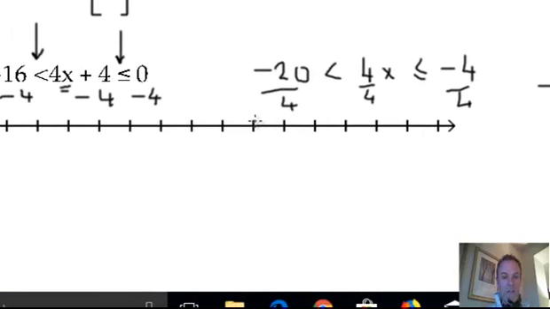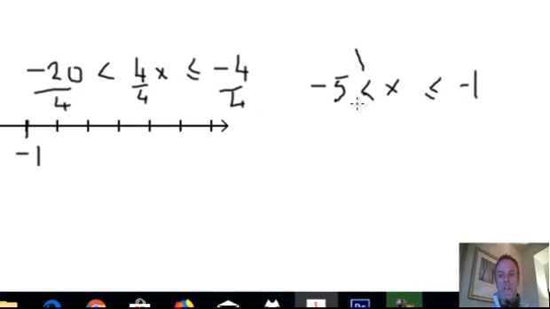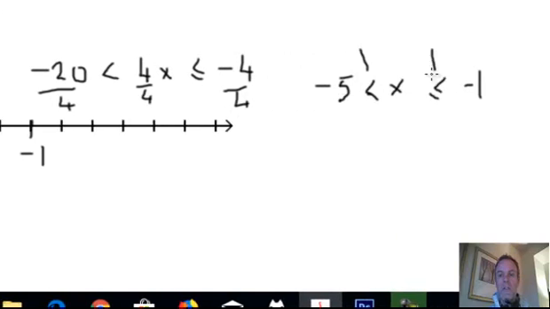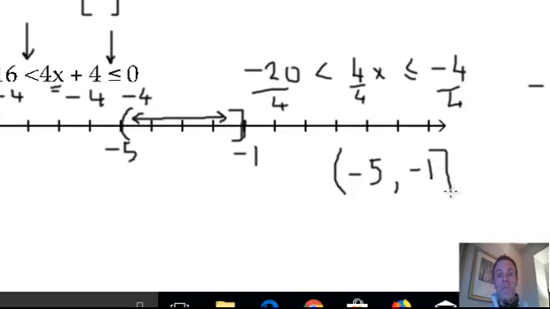So if I do this, let's call this negative 1, negative 2, negative 3, negative 4, call this negative 5. Then, again, no equal sign here, so I use a parenthesis. Equal sign here, so I use a bracket. So there we go. What I'm saying is that the numbers this question would apply to are only between negative 5 and negative 1. And clearly, hopefully, the interval notation is pretty much as you've drawn on the graph. There you go.